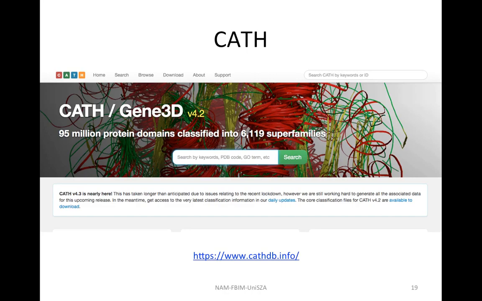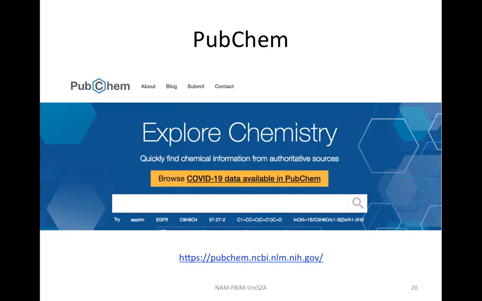The last one I'm going to cover is PubChem. The PubChem database at NCBI stores small chemical molecules and information about their biological activity, and it consists of three components: PubChem Compound, Substance, and BioAssay.